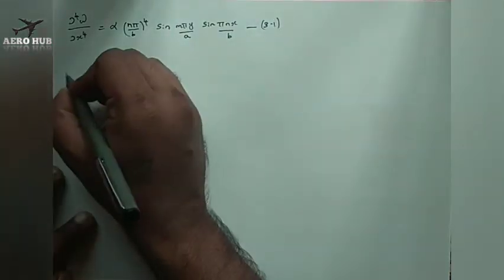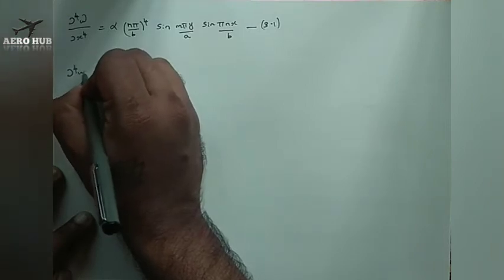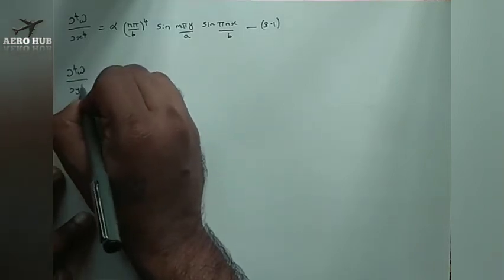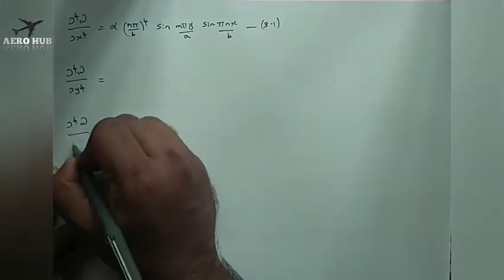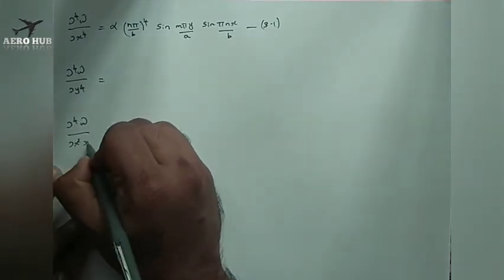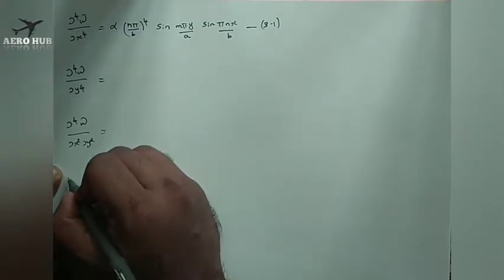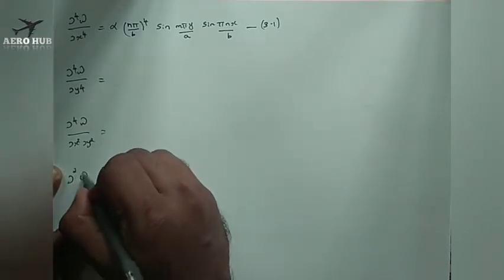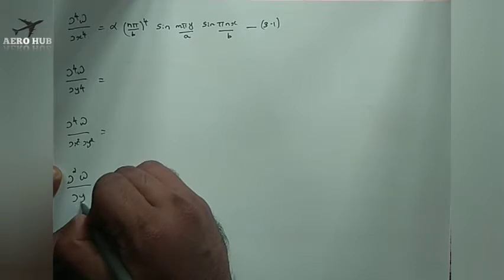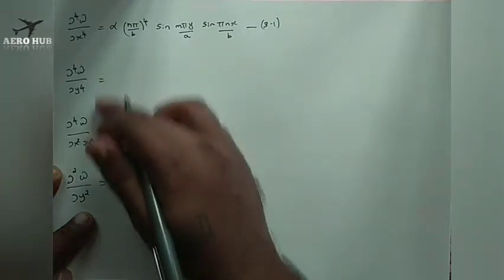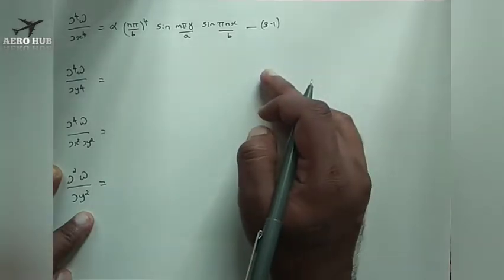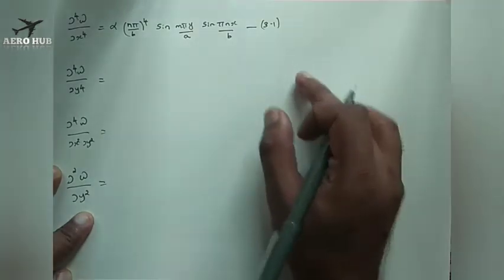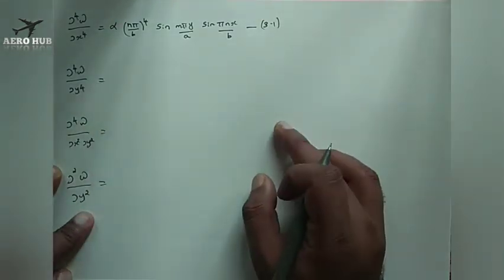Similarly, I have to find ∂⁴ω/∂y⁴, ∂⁴ω/∂x²∂y², and ∂²ω/∂y². These four derivatives we have to find out, and substitute in equation number 1. You can try out the values, and I will be writing the final answer.